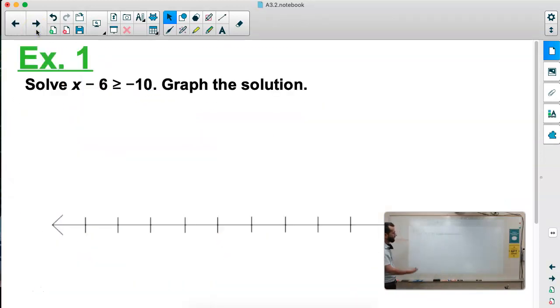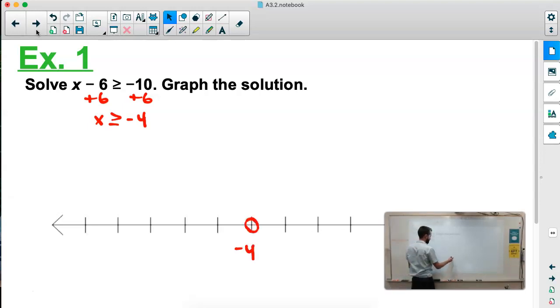Okay, so on this problem, all they're asking us to do is solve for x by getting it all by itself, which means we're just going to add 6 to both sides. So you get x is greater than or equal to -4. When we're graphing an inequality, as we talked about yesterday, this is going to be a closed circle. So I'm going to start with -4 here, closed circle. And the number line goes backwards when it's negative.